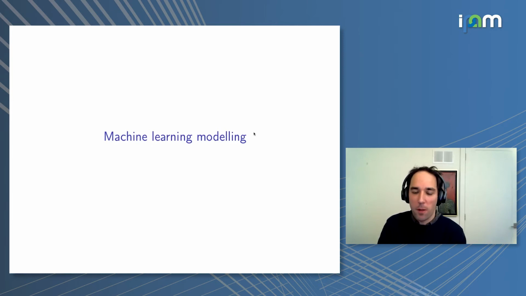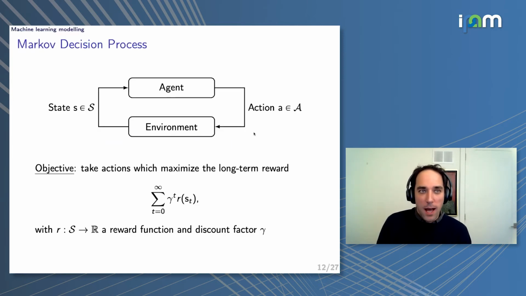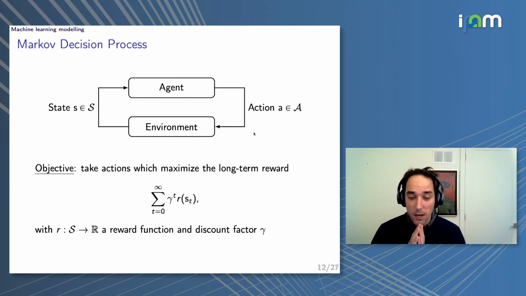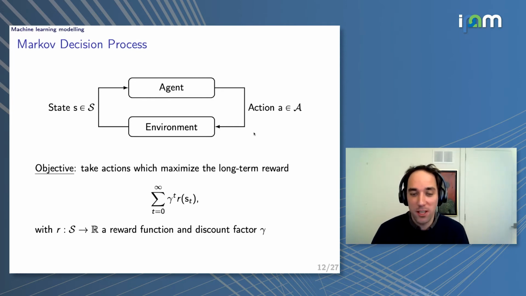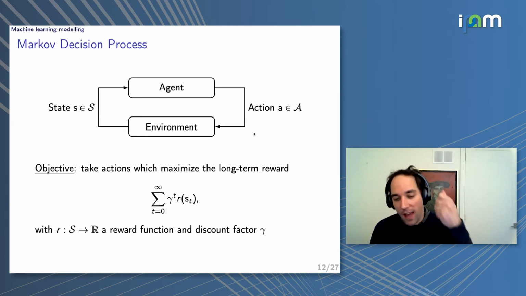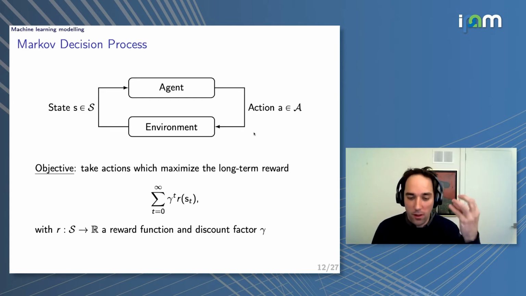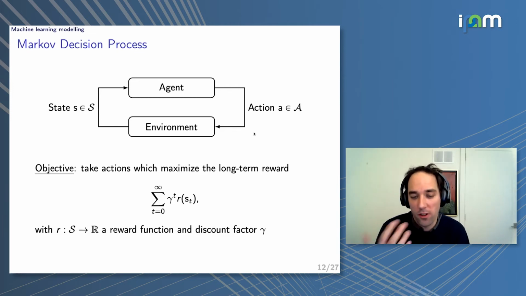Now we're going to talk a little bit about machine learning modeling. So we said that branch and bound was a sequential decision-making process, right? And so the go-to tool we have in machine learning to model such problems is an MDP. In an MDP, you have an agent that's interacting with an environment. The agent takes an action. The environment responds with a new state. And the objective of the agent is to maximize the long-term reward, or the discounted sum of the rewards, right? Where R here is your reward function.